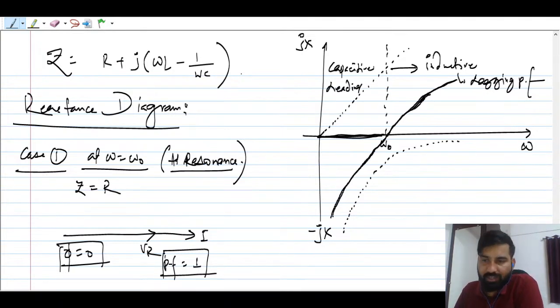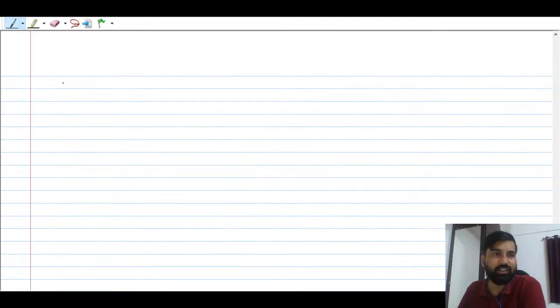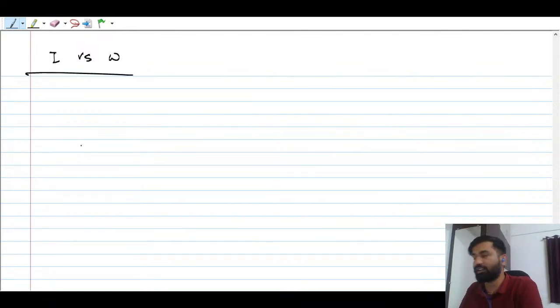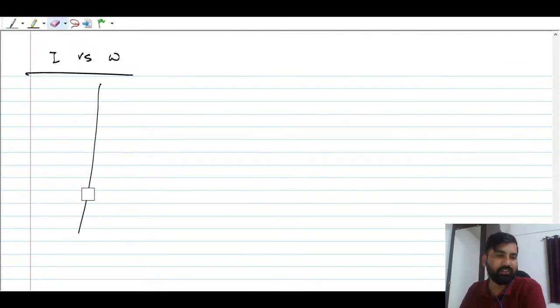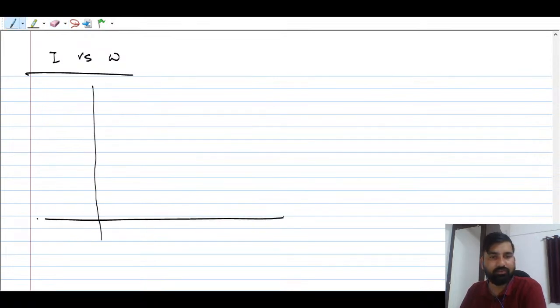And you can also draw I versus omega. The current versus omega plot is also important in case of series RLC. If you remember, you can infer many things. So at the point where omega is equal to omega naught, that is called the resonance condition, right? You know that at resonance, the current is going to be maximum in case of series resonance.